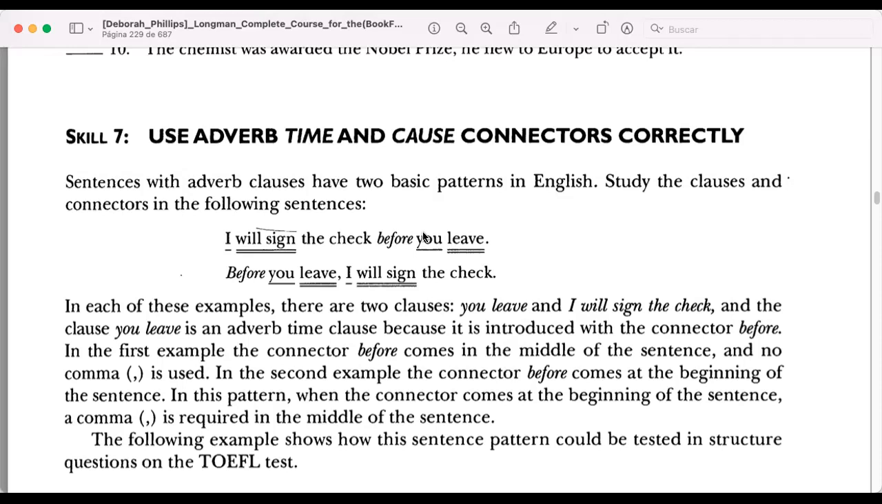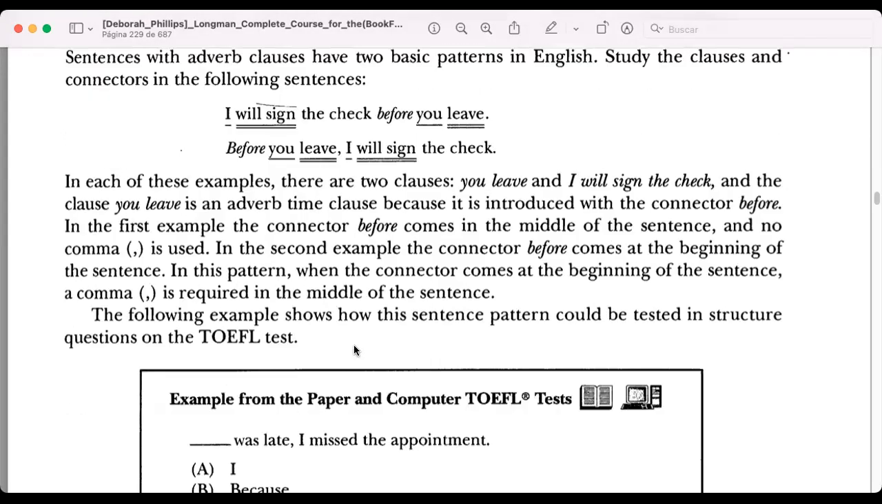And it doesn't matter if you put it at the end or at the beginning of the sentence. It will never change the meaning, okay? Like I will sign the check before you leave, or before you leave, I will sign the check. You know, the main idea is the same. It doesn't change if you use other time. Am I clear? Yes. Yes. Okay, I guess it's very easy.